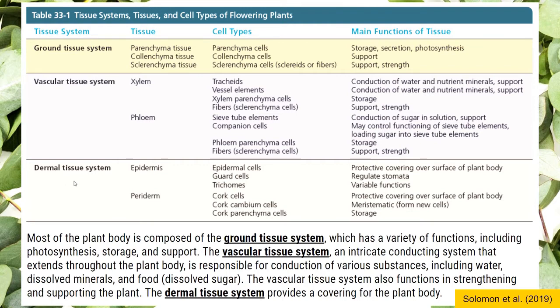Then lastly, the dermal tissue system is made up of the epidermis and the periderm. So they give rise to the epidermal tissues, the guard cells, the trichomes, the cork. They are the protective covering of the plant. Okay, they regulate functions, stomata functions. They also have meristematic cells to form new cells and also for storage.